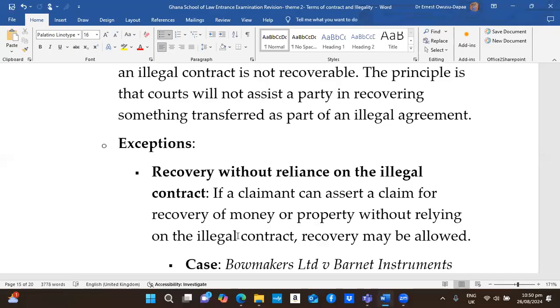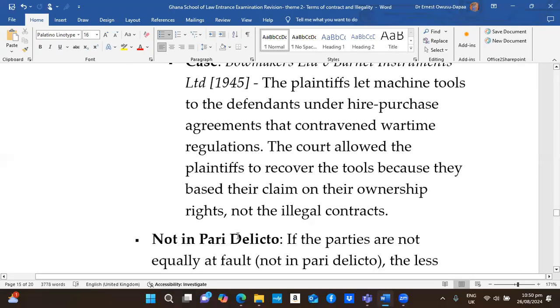So, for example, one exception is where you can recover without reliance on the illegal contract. Where money transferred or property transferred can be recovered without you basing yourself on the illegal contract, then that is permissible.